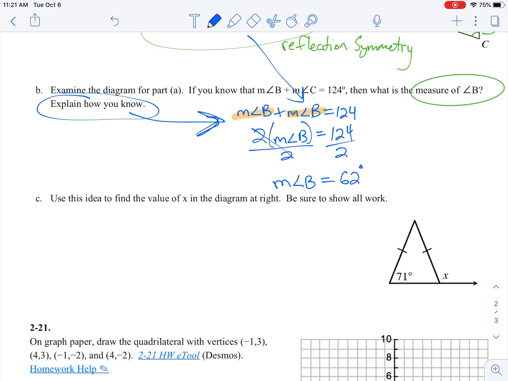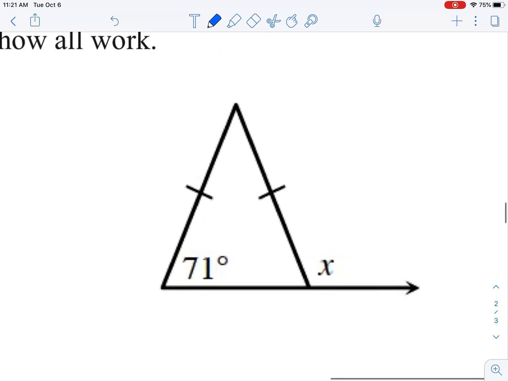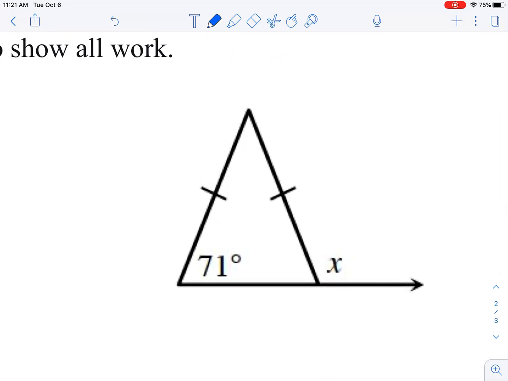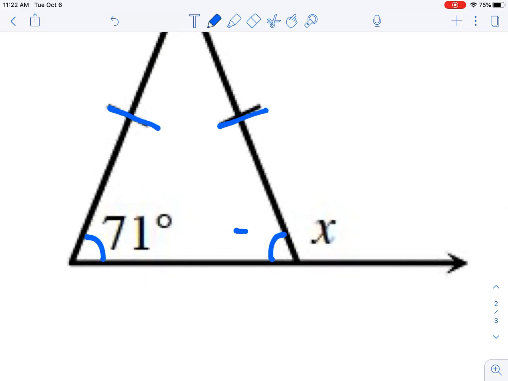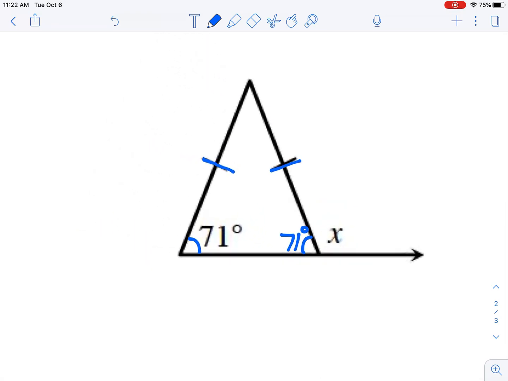So it wants us to use this idea to find the value of x in the diagram at the right for part C. I'm going to zoom in so it's a little bit easier to see. If these two lines have the same tick marks, that means those sides are equal to each other. If I were to draw in that line of symmetry, you would see that the base angles have to be equal to one another. I'm going to erase this line so I've got a little more room to work with. Then I could also say that this angle has to measure 71 degrees because those angles have to be the same.